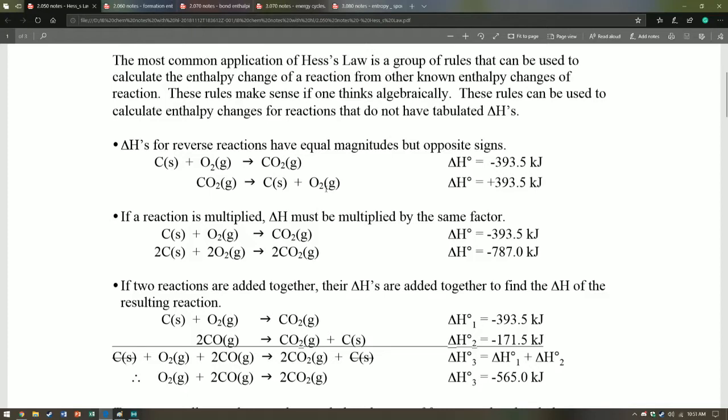Lastly, if two reactions are added together, their delta H's are added together, and you find the delta H of the resulting reaction. This one, think of it akin to adding vectors. Not like in physics, but I mean in math.